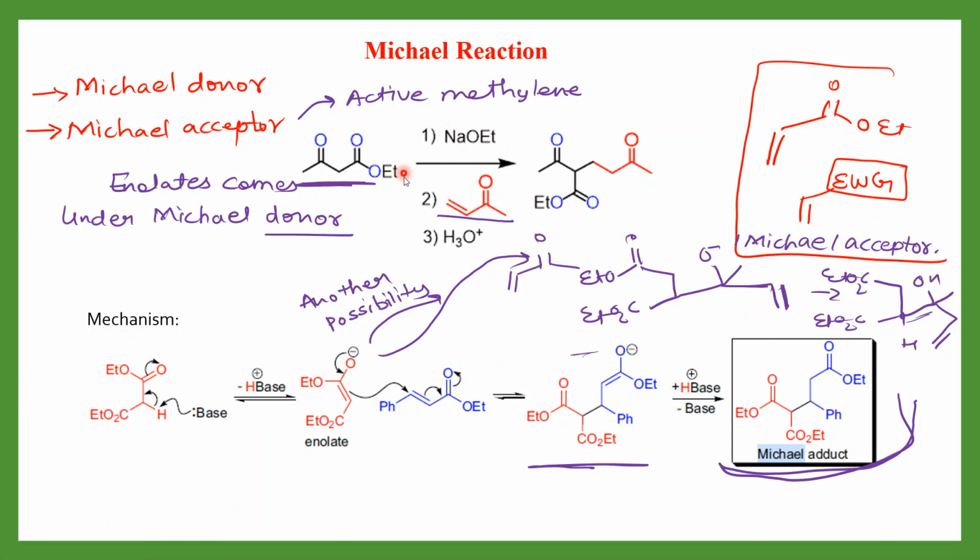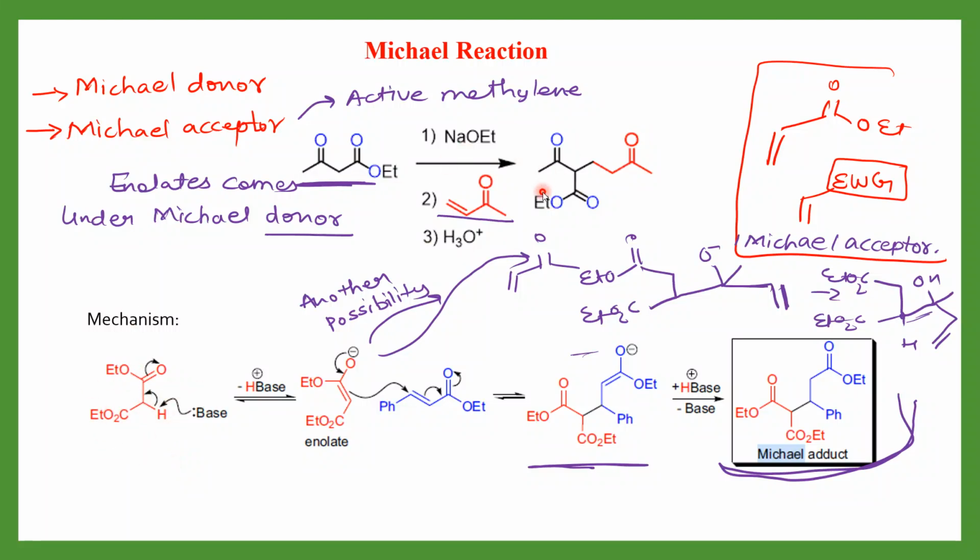And this active methylene is your Michael donor. Okay. So first enolate will form. From which side will the enolate form? Obviously from the ketone side. Okay, so it will form here. In both cases there are esters.